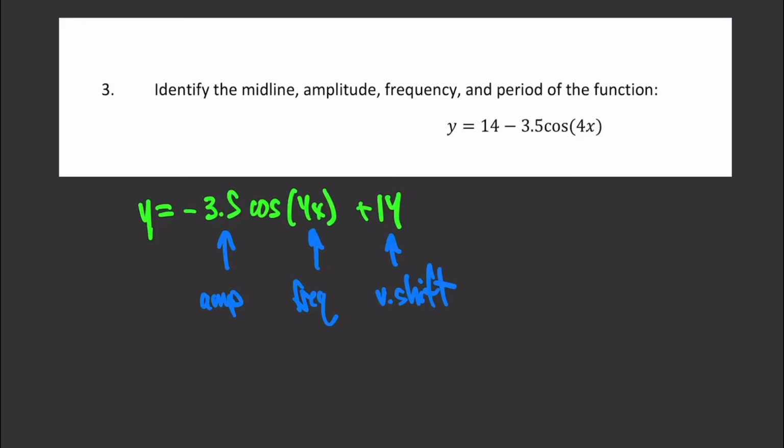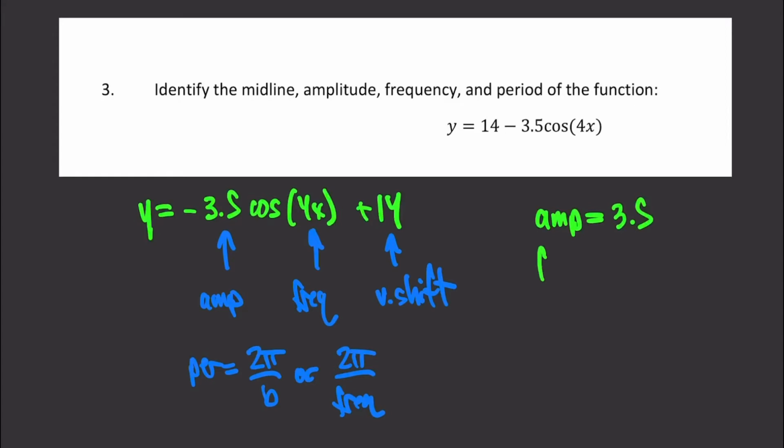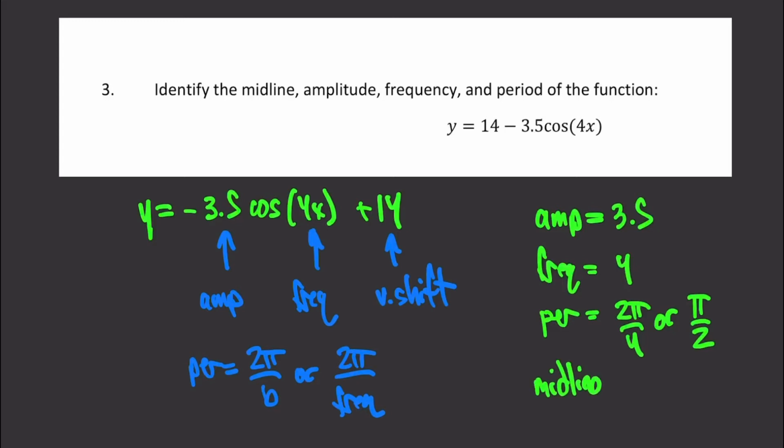And one equation that we need to know to get the period: period equals 2 pi over B, or sometimes referred to as 2 pi over the frequency. Okay, so we just need to list these things out now. So amplitude, obviously, is going to be 3.5. My frequency is going to be 4. So my period is going to be 2 pi over 4. You can keep it like that, or you can list it as pi over 2. Let's see, the midline. Now, you have to be careful here because it specifically asks for a midline. So it's the equation of a line. You can't just give a value. So that's going to be y equals 14 in this case.